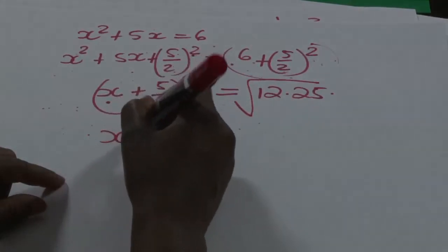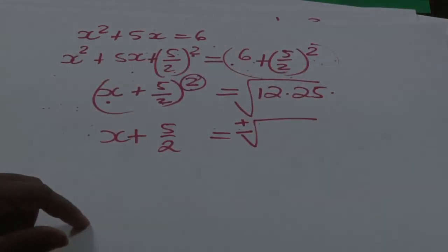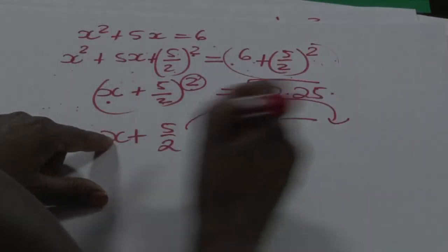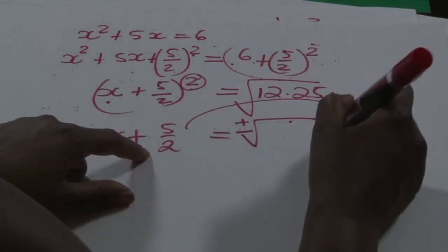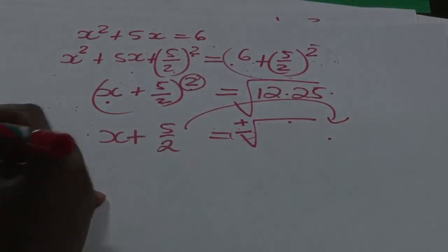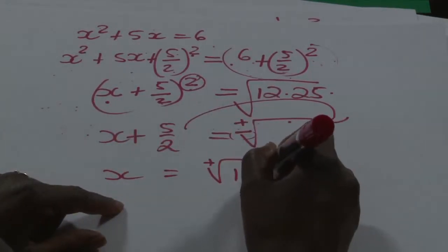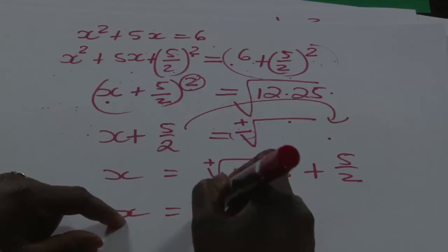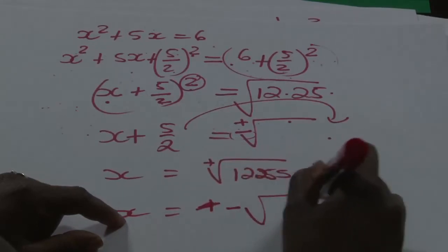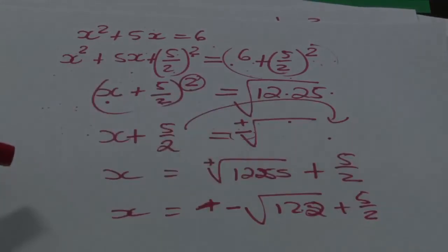you get rid of this square by taking the square root on that side. So then it will be x plus 5 over 2, which is equal to the square root of either positive or negative 12.25. Then to get x, you move that to the other side with a positive root, and you also move it to the other side with a negative root. So x is equal to the square root of positive 12.25 minus 5 over 2, or x is equal to negative the square root of 12.25 minus 5 over 2 as well. Then you get your answer.